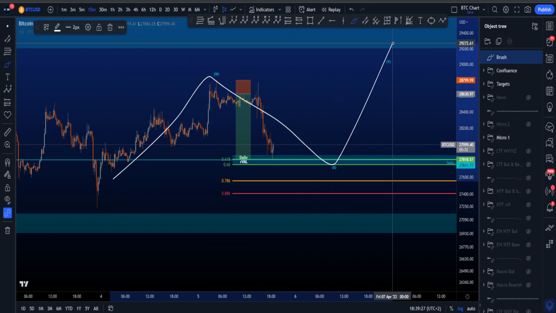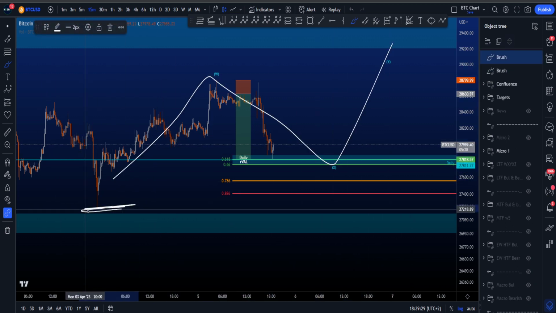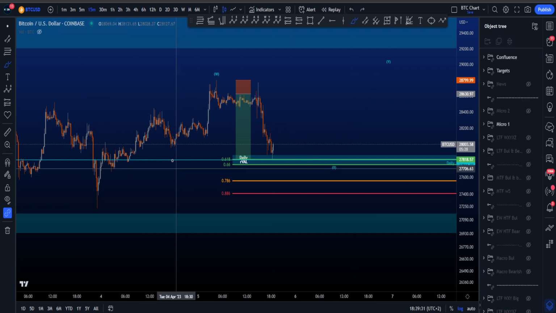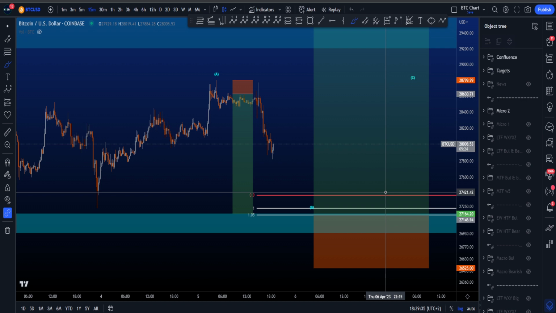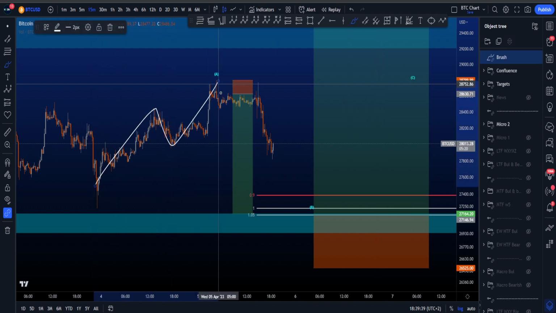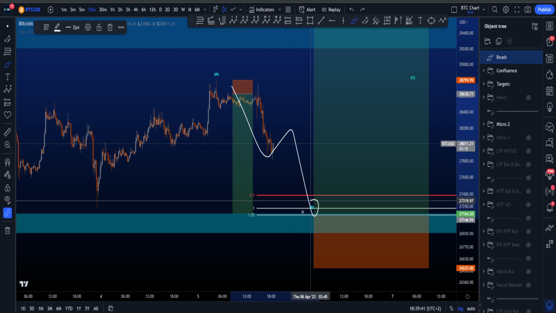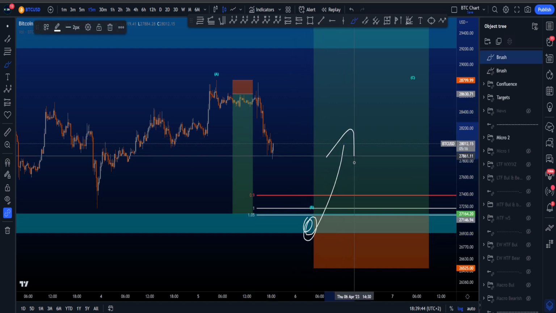This is a WXY, where we are not going to take the low over here, but because this is a three-wave structure up, this is also a scenario we have to keep in mind, because in this case, this is a three-wave up, expecting a three-wave down for B, hitting this target box before then moving to the upside.